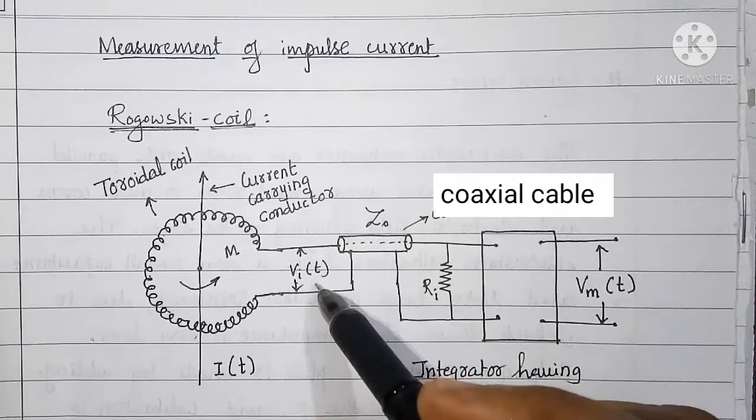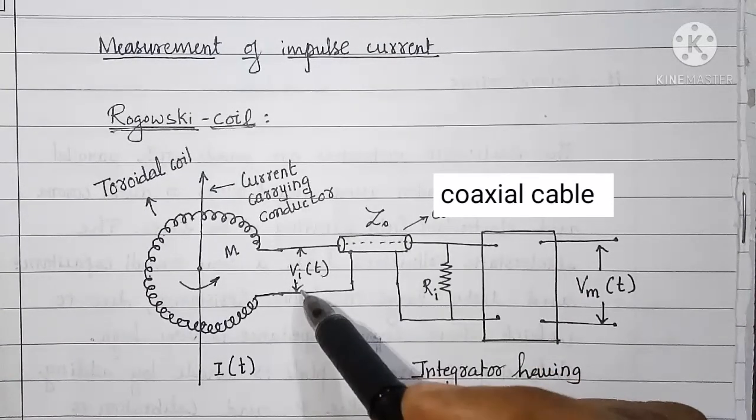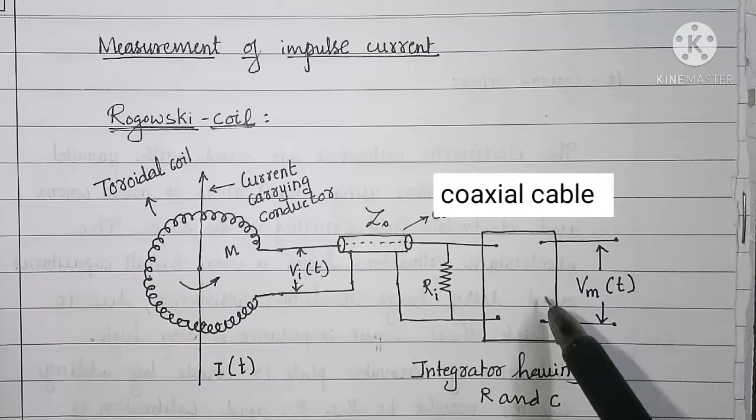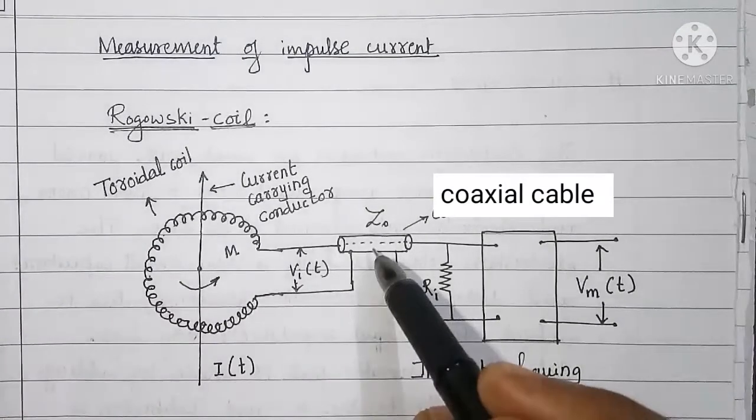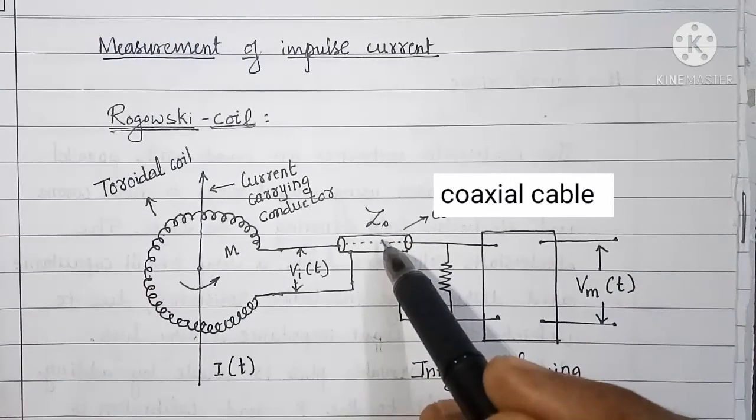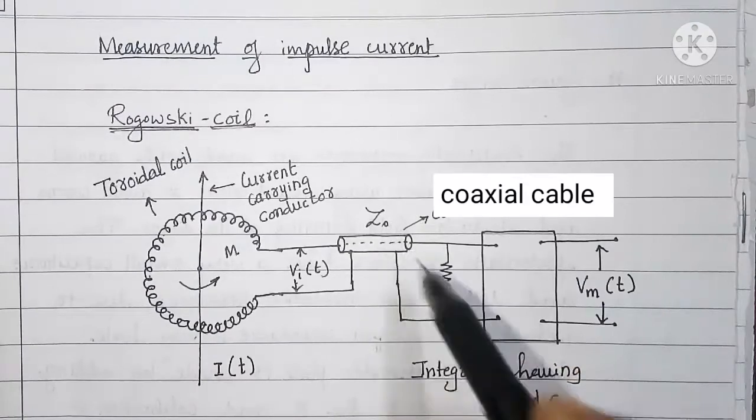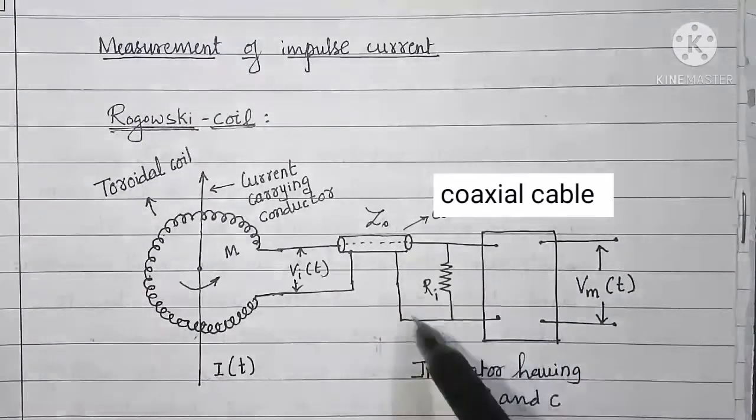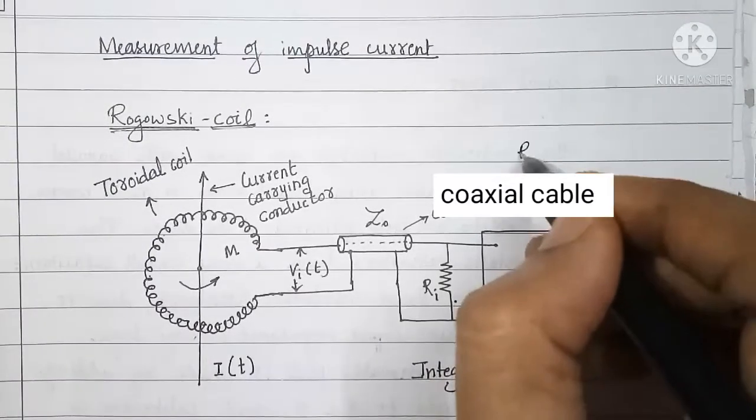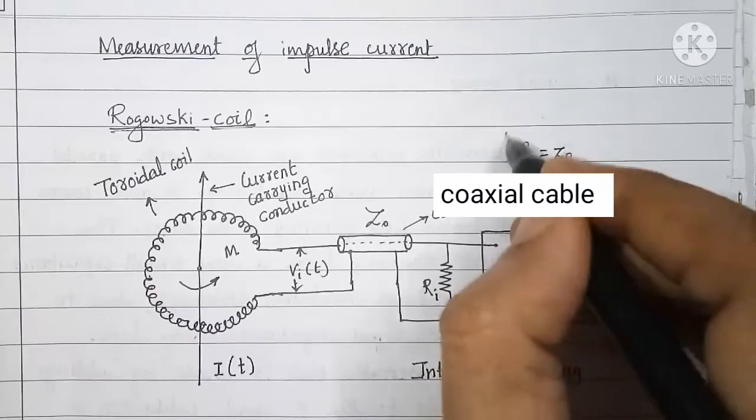EMF will be induced, and that EMF induced, which is denoted by Vi of t, is given to the RC network through coaxial cable or delay cable having surge impedance of Z0. Here Ri is the cable terminating resistance and its value is equal to Z0.